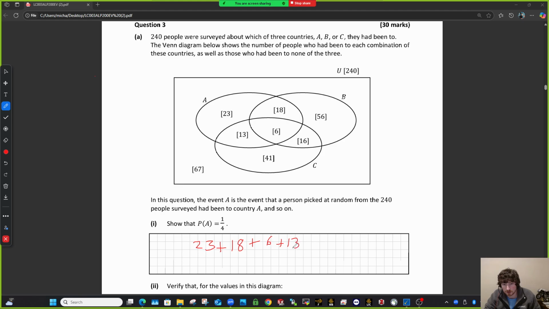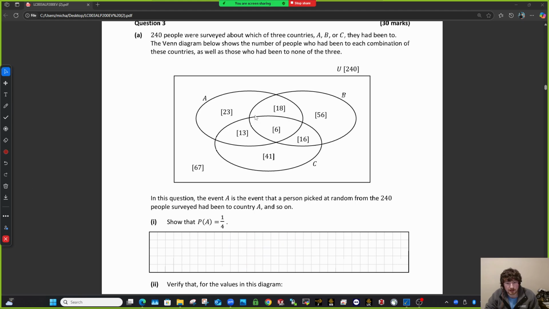6 plus 13, and then they're all over 240. So that should work out as a quarter, and it does. Yep. Okay, so then this down here, this was really bad, this one.